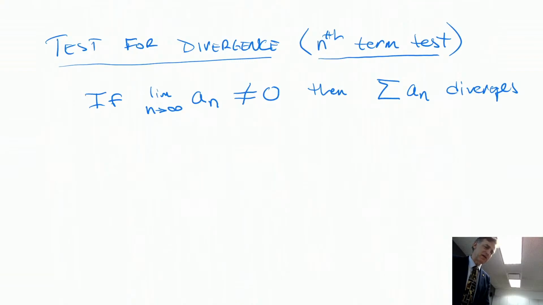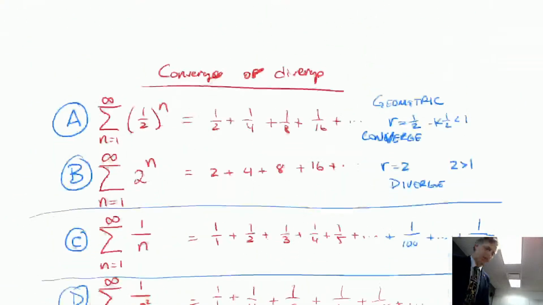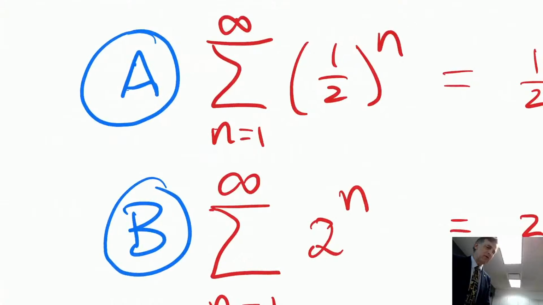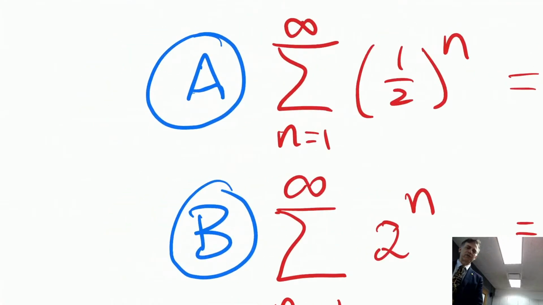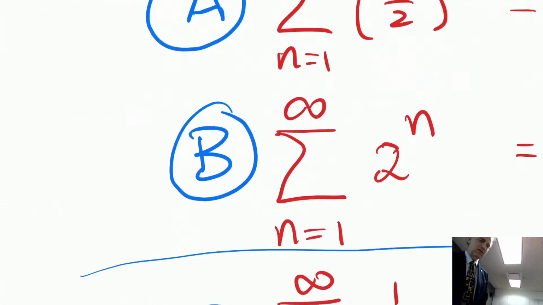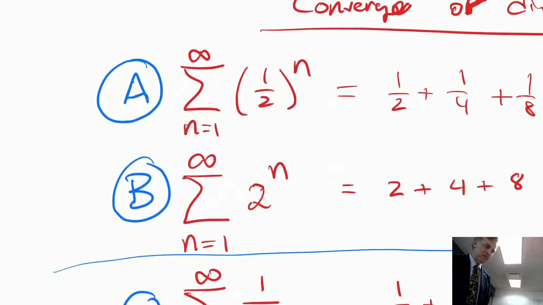This is also called the nth term test. Let's go up here and apply this to these. I know you already know that these converge or diverge, but let's do the nth term test, the test for divergence. So to do the test for divergence, you do this. You do the limit as n approaches infinity of the term.